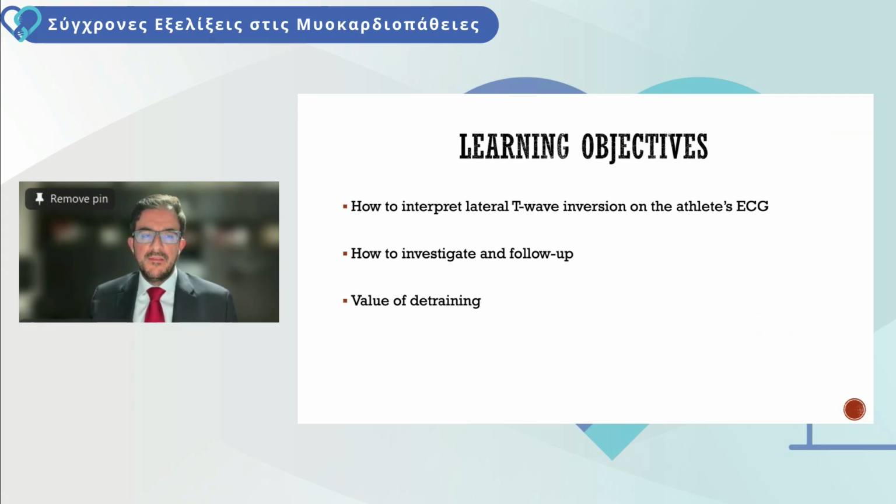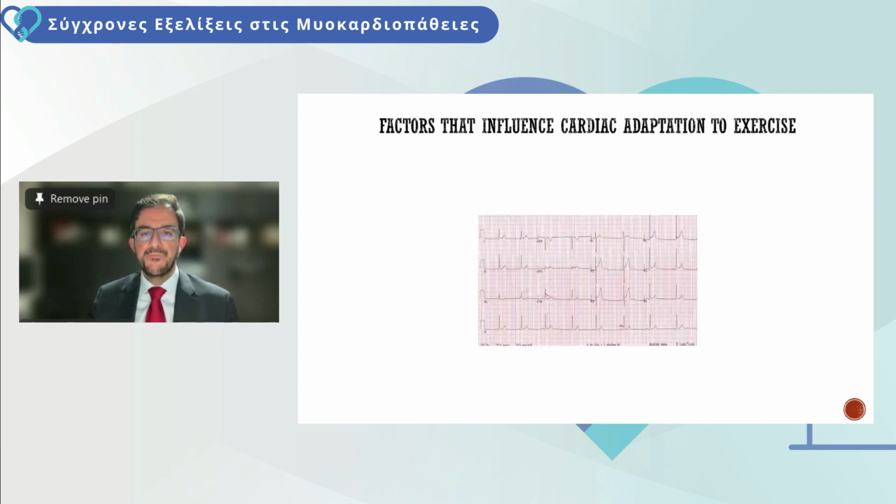So what I'm going to address is three things. I'm going to address how to interpret lateral T-wave inversion on the athlete's ECG, which is a subject that can cause a lot of confusion. Then I will highlight how you go about investigating and following up such a case, and I'm going to illustrate it through a case I'm going to present to you. And then we will discuss the value of detraining, which is what I was asked to do.